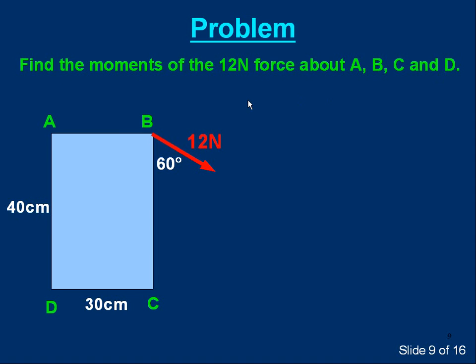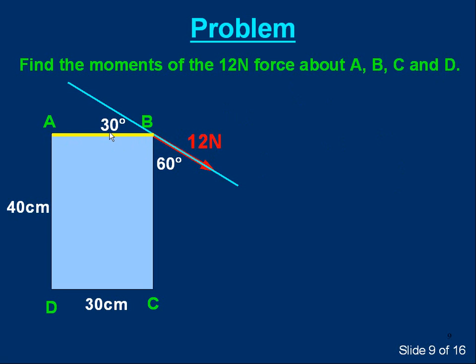Let's go through these. Let's put the line of action in. Let's do the moment about A first. Well, from A to a point on the line of action takes us from A to B. That's the key distance here. Let's draw it with a yellow line.